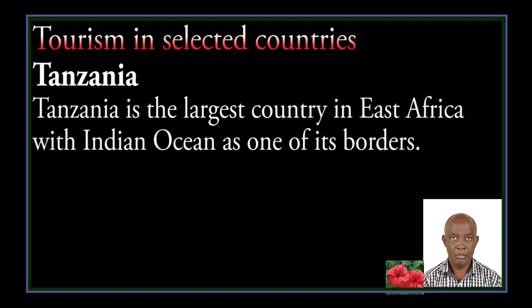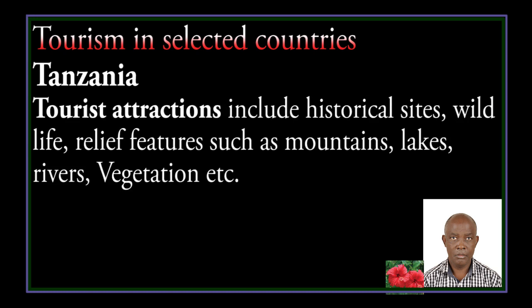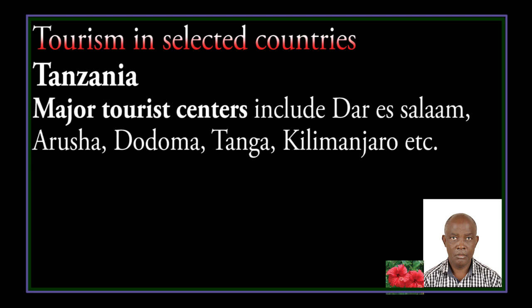Tanzania is the largest country in East Africa, with Indian Ocean as one of its borders. Tourist attractions include historical sites, wildlife, relief features such as mountains, lakes, rivers, vegetation, and so on. Major tourist centers in Tanzania include Dar es Salaam, Arusha, Dodoma, Tanga, Kilimanjaro, and so on.